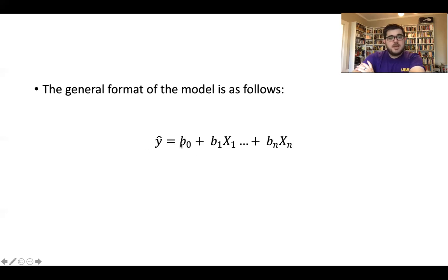The mandatory part is the intercept. That's the b sub 0, a b with a subscript of 0. That gets added into every prediction. So if I want to predict your exam score, I might start by saying, okay, let's start by adding the average exam score, and then we'll adjust our prediction based on other information.